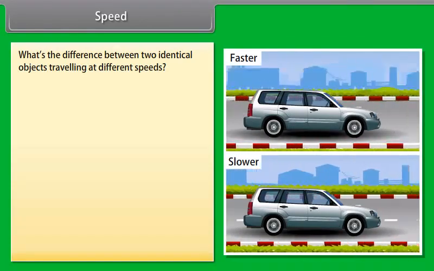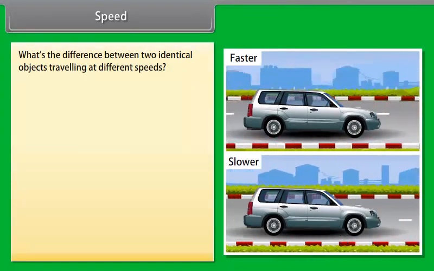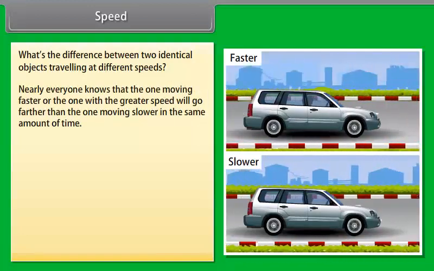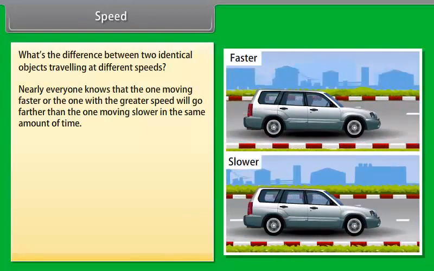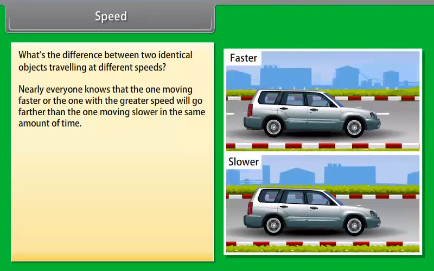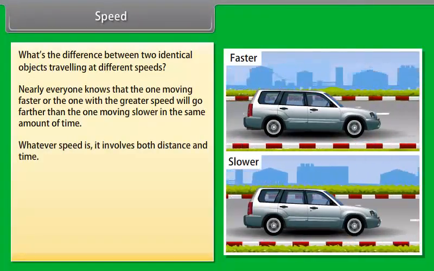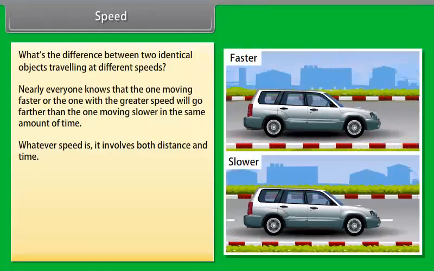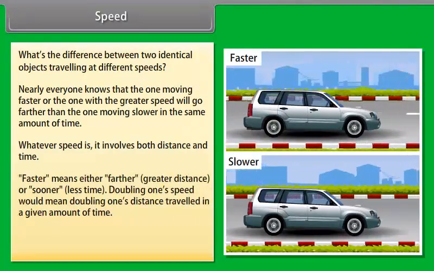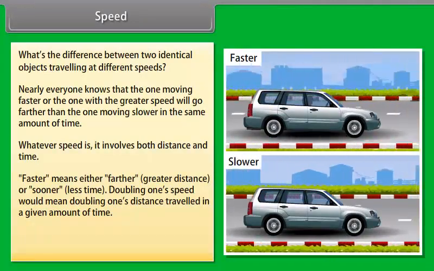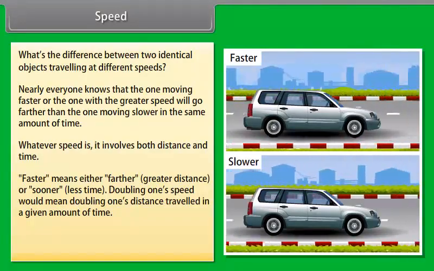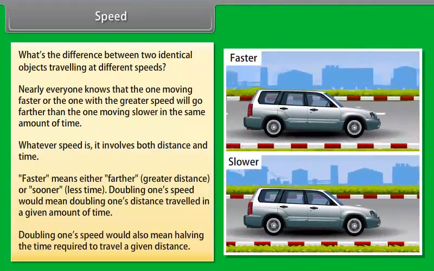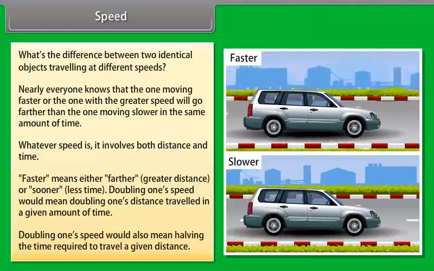Speed. Now, can you tell the difference between two identical objects traveling at different speeds? Nearly everyone knows that the one moving faster or the one with a greater speed will go farther than the one moving slower in the same amount of time. Whatever speed is, it involves both distance and time. Faster means either farther, greater distance, or sooner, less time. Doubling one's speed would mean doubling one's distance traveled in a given amount of time. Doubling one's speed would also mean halving the time required to travel a given distance.